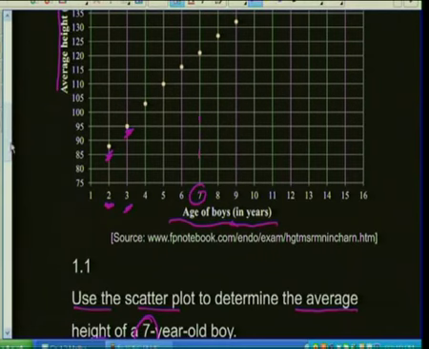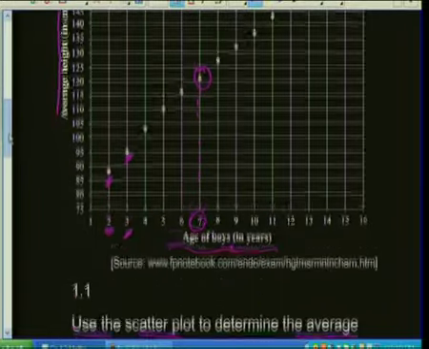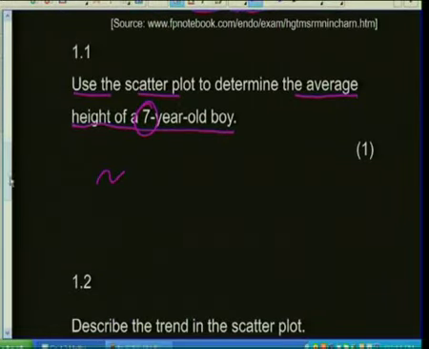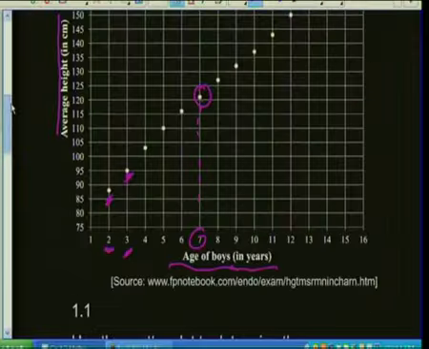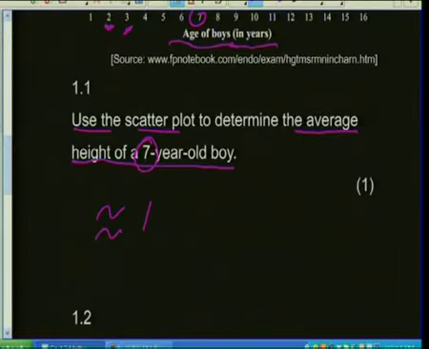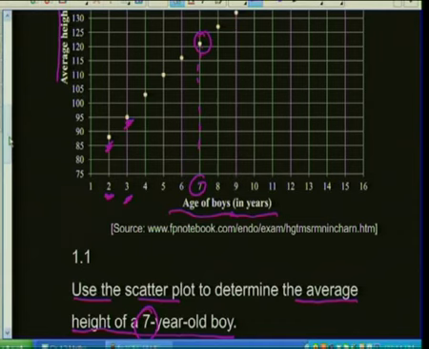If you take 7, the corresponding height is approximately 121 centimeters, and I think 122 is also acceptable. Okay, good, fantastic. I hope you understand this. What I did, I went to my x-axis, because on the x-axis I have the age of a boy and the corresponding value on the y-axis, which is the height.